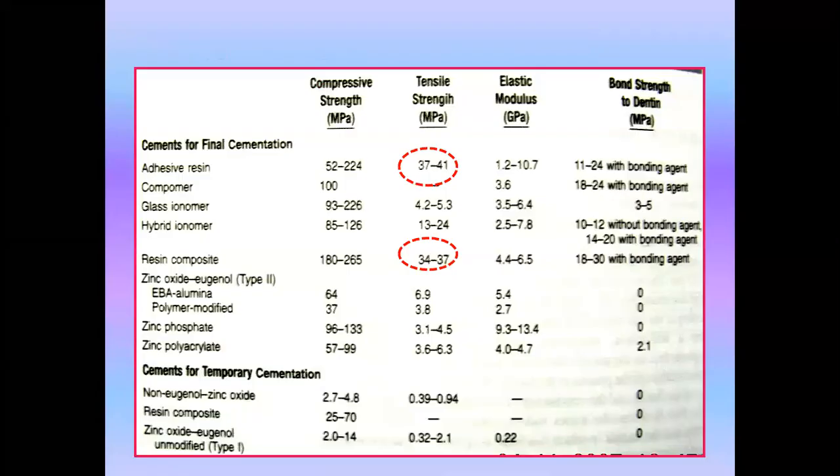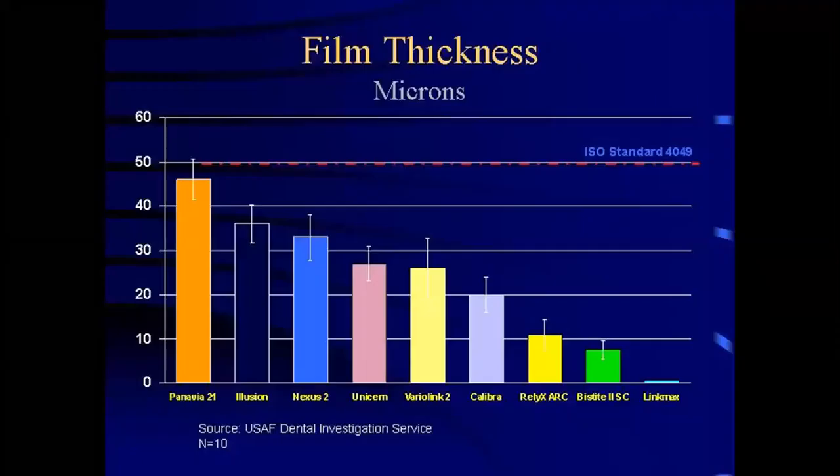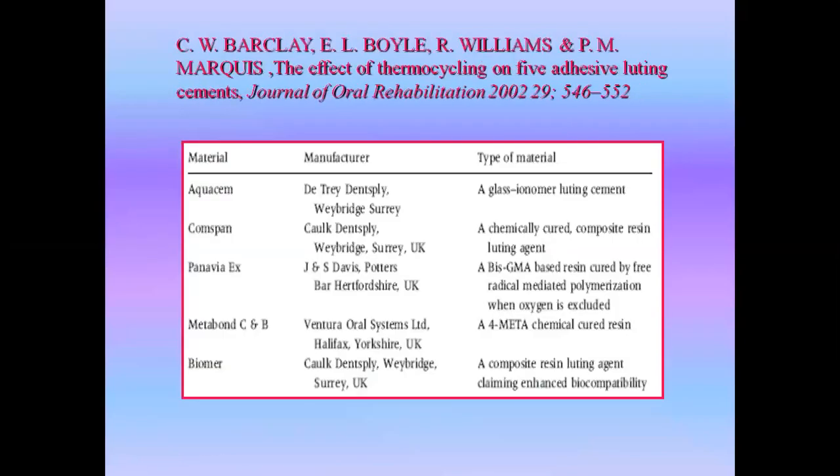This we've discussed. We have also seen the tensile strengths. For resin cements, they are high. They have high tensile strength and compressive strength compared to other cements. Now, film thickness. If you see for these resin cements for different brands, like Panavia and Calipra, this is not required as such.